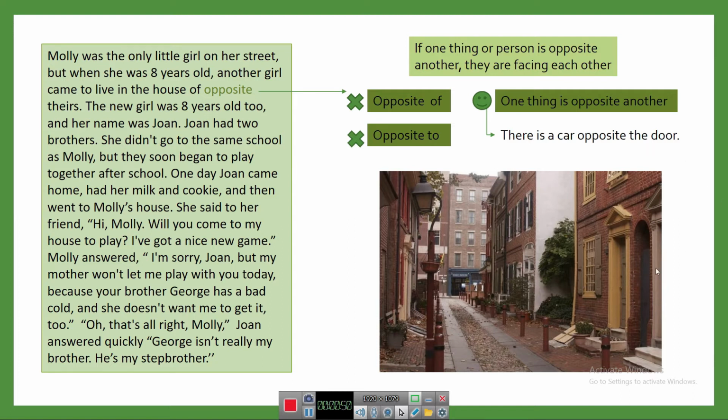For example, there is a car opposite the door. Okay, for example, in this picture, this house is opposite this house. Okay, they are facing each other. Okay, here we have the house of opposite theirs. We don't say opposite of theirs or opposite to theirs. Okay?